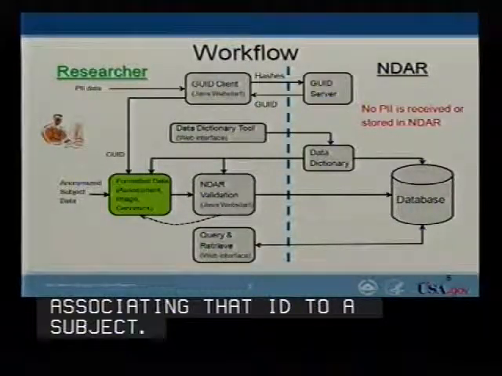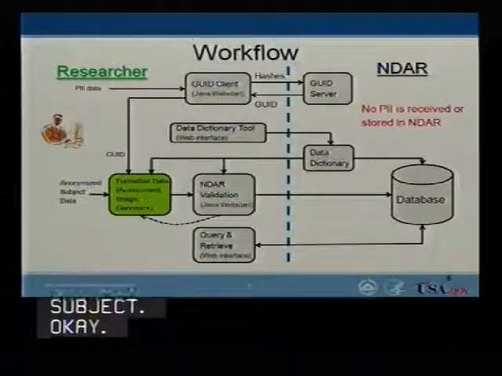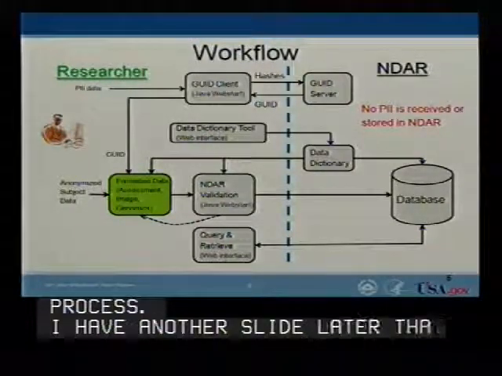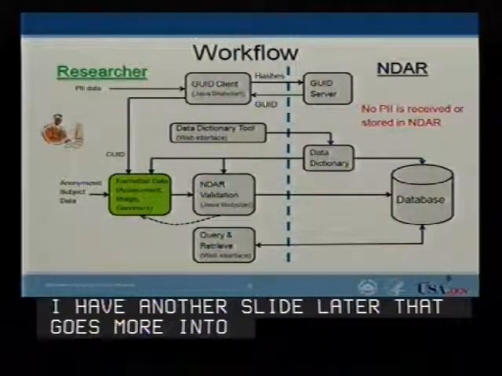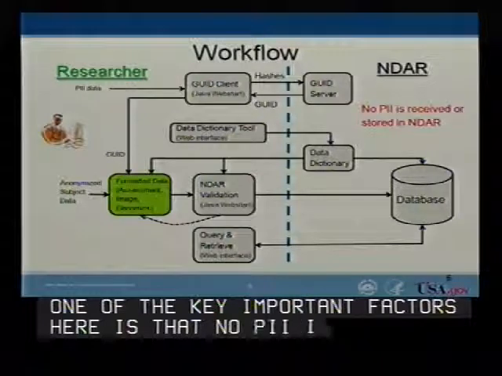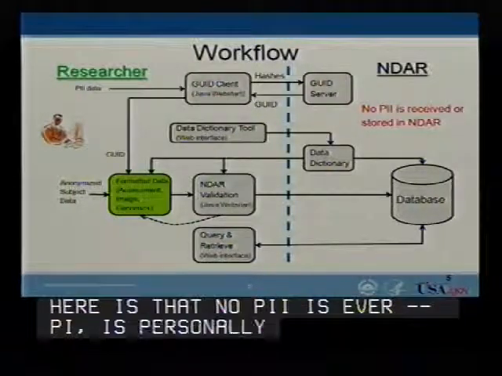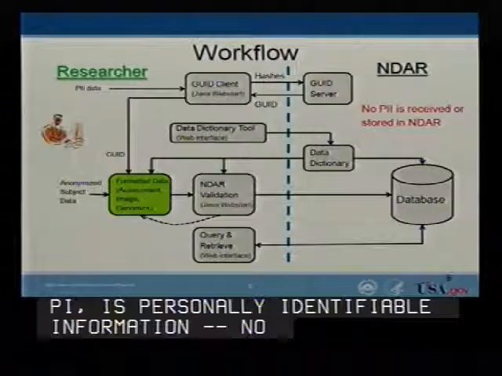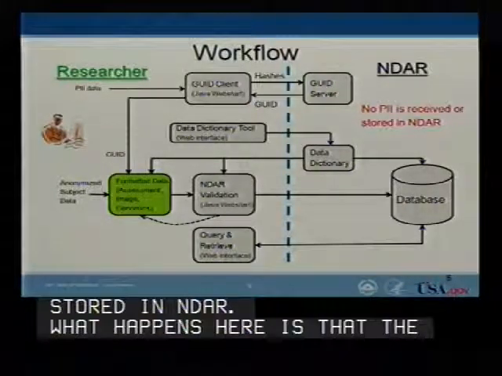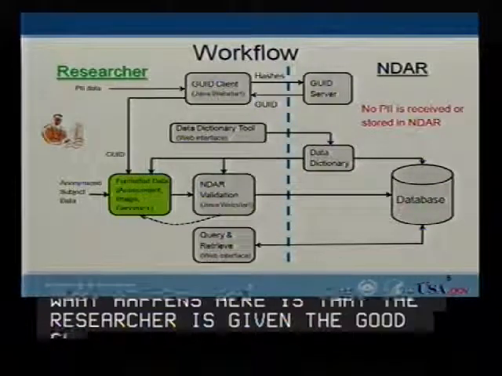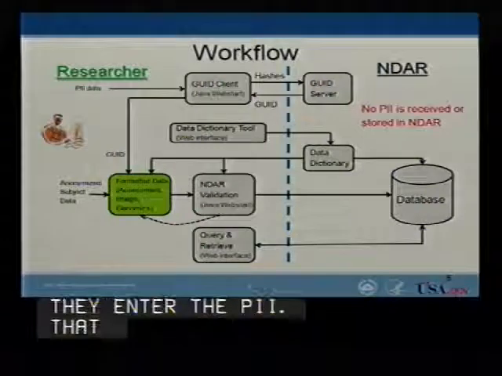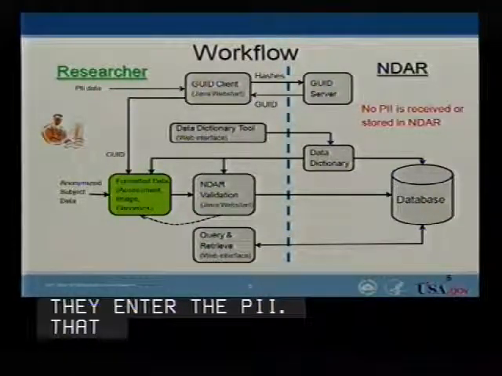Okay, here's kind of the workflow process. I have another slide later that goes a little bit more into detail of this, but one of the key important factors here is that no PII, personally identifiable information, is ever stored in ENDAR. So what happens here is that the researcher is given a GUID client, and I'm going to go into greater detail of this. They enter the PII. That PII is then essentially encrypted, and it's a one-way encryption method. It's called a one-way hash.